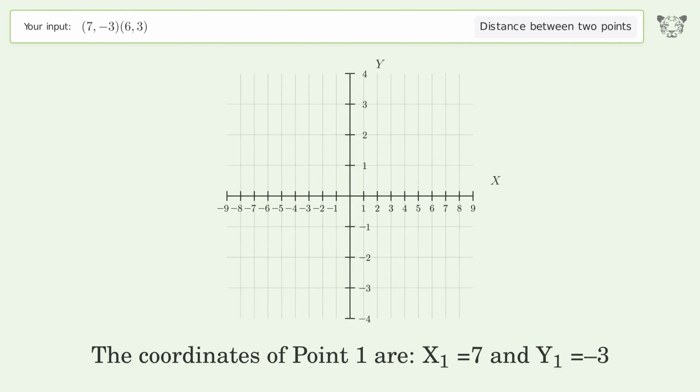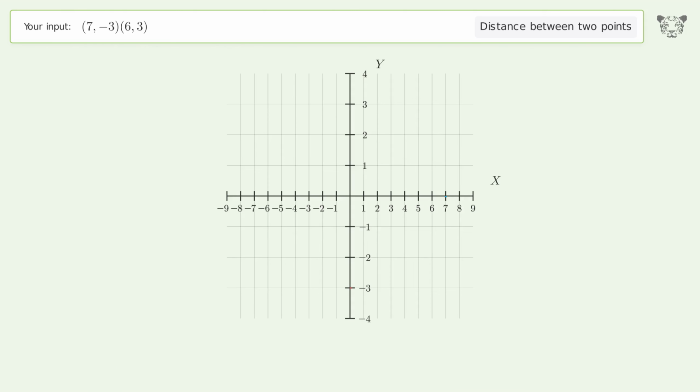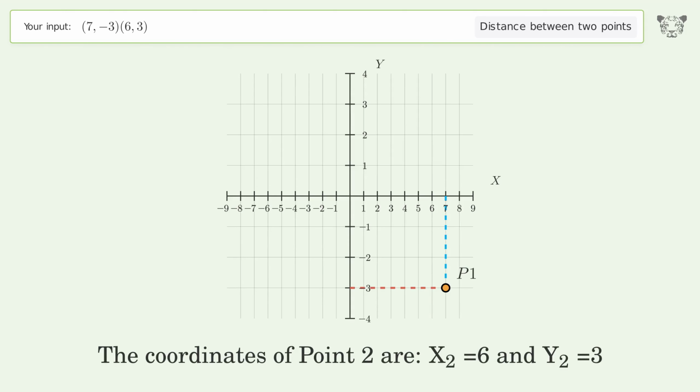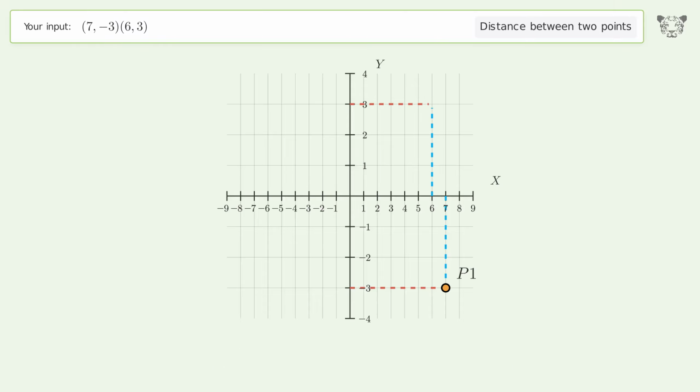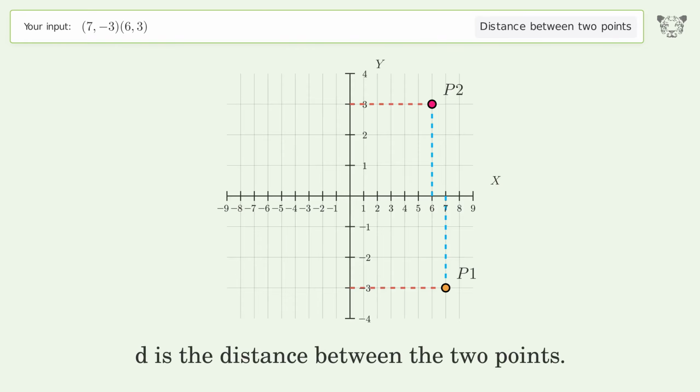The coordinates of point 1 are x1 equals 7 and y1 equals -3. The coordinates of point 2 are x2 equals 6 and y2 equals 3. D is the distance between the 2 points.